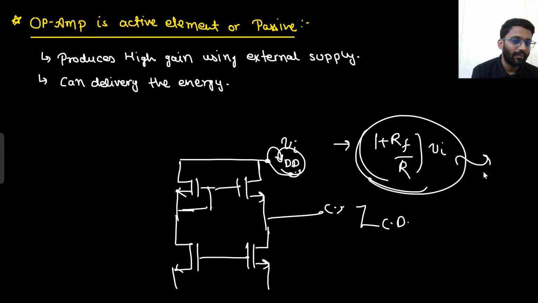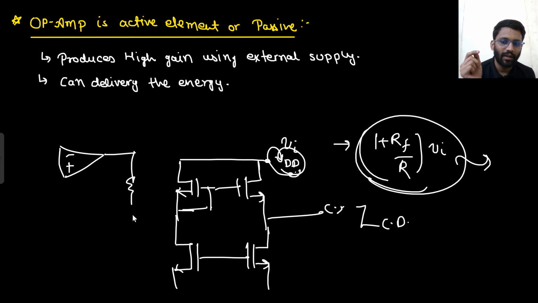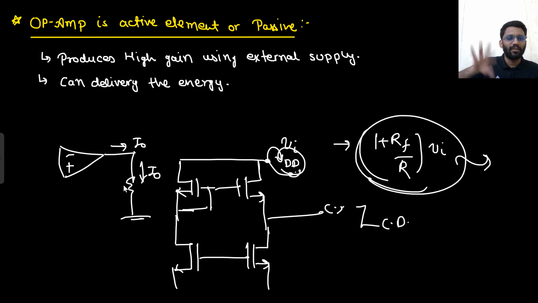There is a property of internal amplification, and it can deliver energy as well, because we saw some questions on OpAmp where I asked you to find this I naught value. From the OpAmp there is some current coming out, so it can deliver energy. A resistor can take current; it cannot deliver current. If a resistor is delivering current, that means it is a negative resistance. But an OpAmp can deliver current. The input resistance of an OpAmp can be negative as well, from some node, right? So it can deliver energy as well.